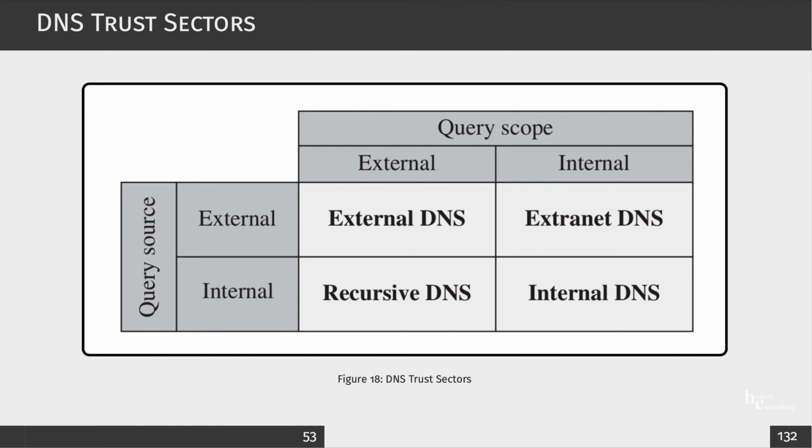The trust sectors can be divided into 4 primary sections, depending on where the query is coming from and what the query is actually asking for. So if it's an internal one, if it's an external one, and if the query is about an internal resource or an external resource. And now we are going to deep dive into these sections in the next couple of slides.